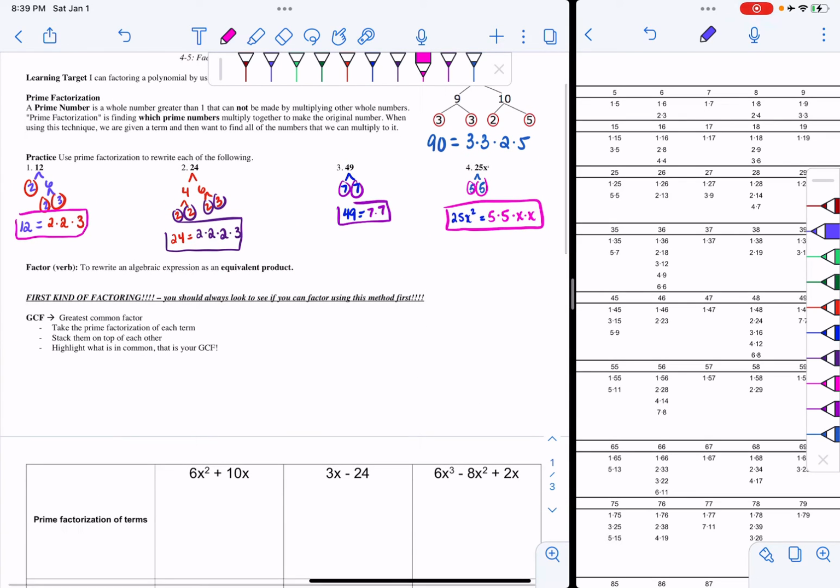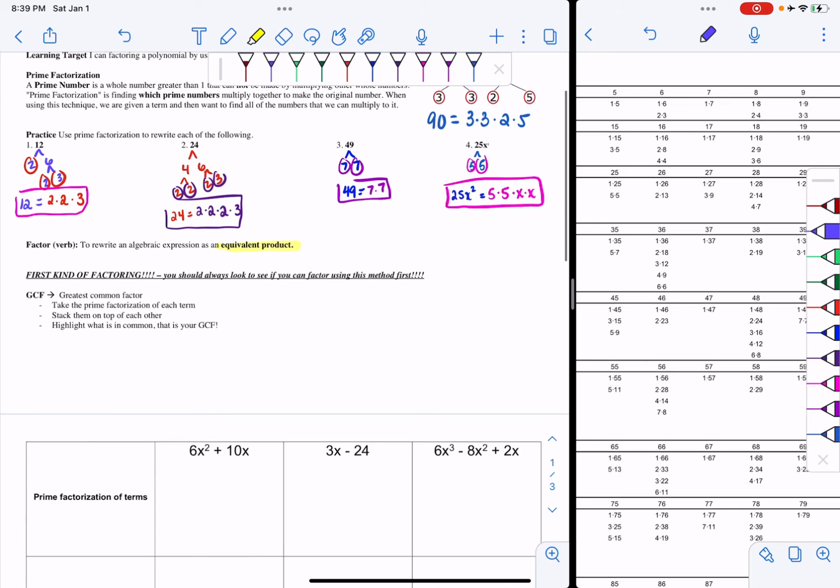So the rest of this unit is going to be about factoring, and factoring is a verb. What it means to factor is to rewrite an algebraic expression using an equivalent product. So we're looking at how multiple things will multiply to make our original expression. The first kind of factoring you're always going to look for is GCF, which is the greatest common factor. You're going to take the prime factorization of each term, stack them on top of each other, and highlight what's in common. That's your GCF.